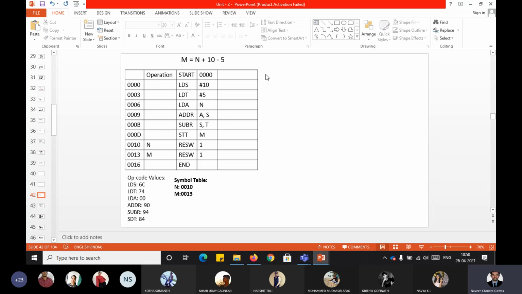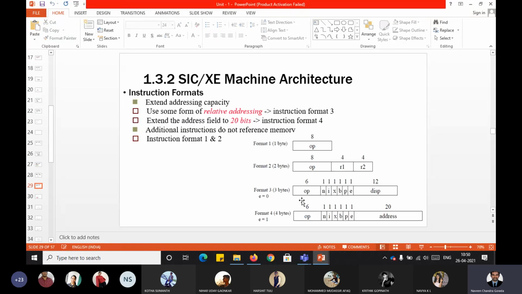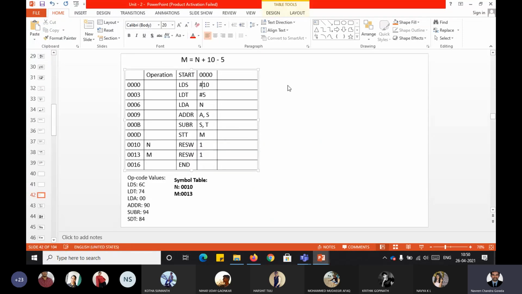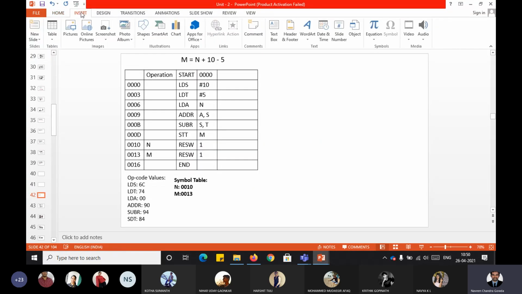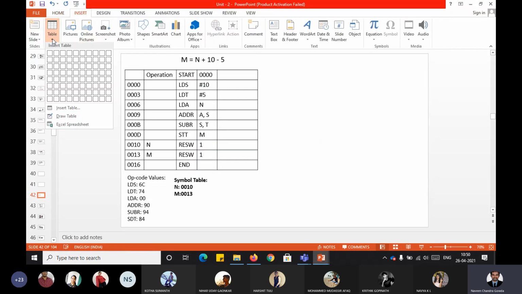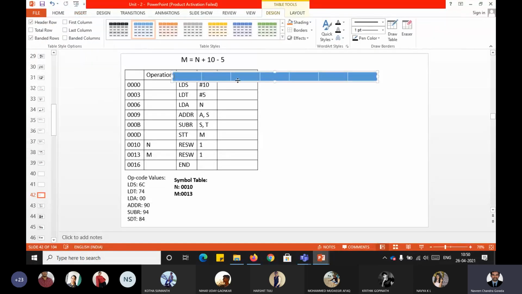Now what I have to do here, I hope you remember, this is what I said at the time of address allocation itself. I told you this belongs to format 3. So take up format 3. How exactly is your format 3? If you remember your format 3 instruction, how it looks like. I'll just keep it simple.